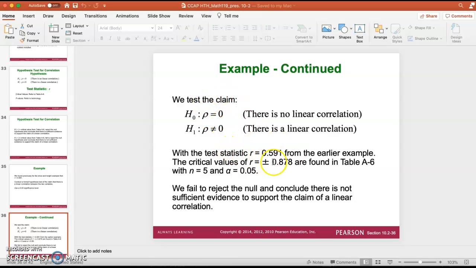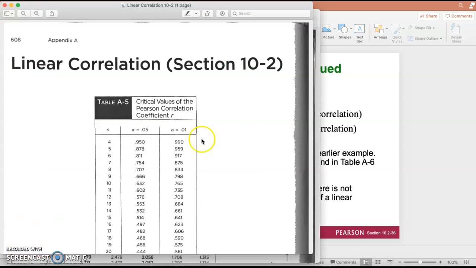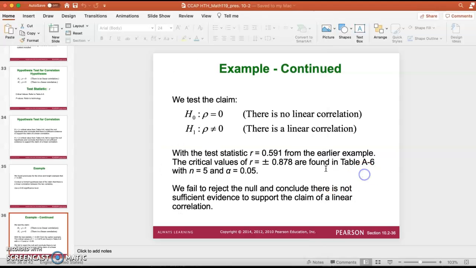And again, as we found from before, the critical value would be plus or minus 0.878. Again, just looking under 5 sample pairs and then the significance level, so 0.878 is that critical value. If it was bigger than this, reject. If it's not, fail to reject. And so 0.591 is not bigger than 0.878, so we fail to reject the null and conclude that there is not sufficient evidence to support the claim of a linear correlation.